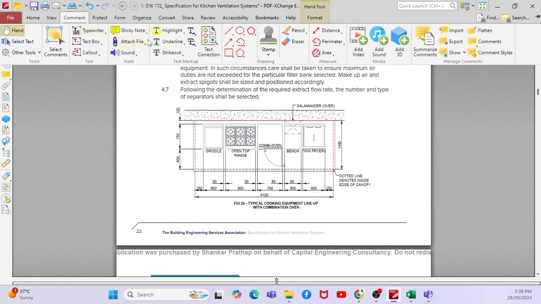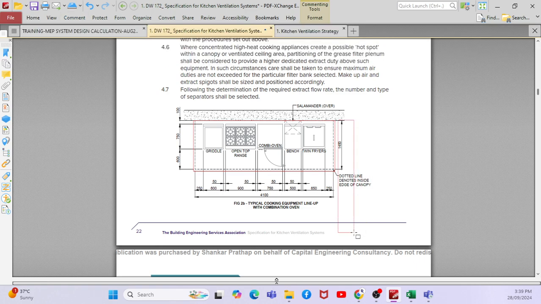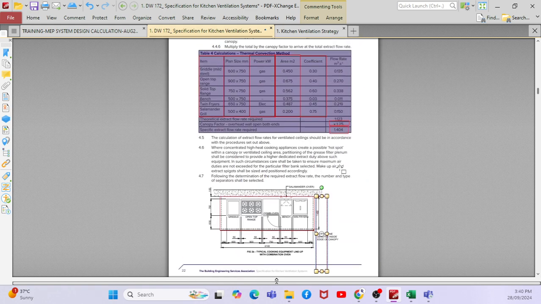Assume that you have walls here, at the end of the canopy. Something like that. Or you have some different obstruction, then it is called one side open and one side closed.